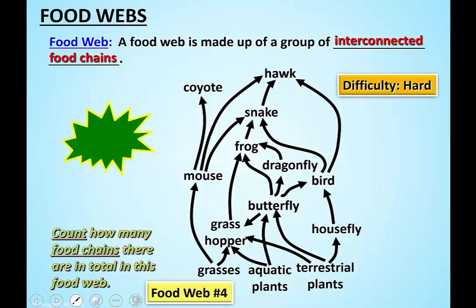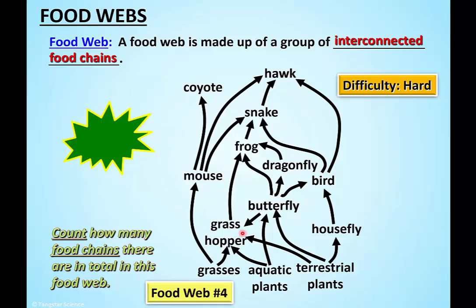But the trick here, where people are going to get messed up, is that there aren't just grasses. There's also aquatic plants. Okay, we got that, but there's not just these two. There's also terrestrial plants, and they can get eaten by stuff too. Like look at the grasshopper. He eats regular grass. He eats aquatic plants, and he also eats the terrestrial ones. So we've got 3 different kinds that are being consumed by just one animal. Now there's 18 of them.